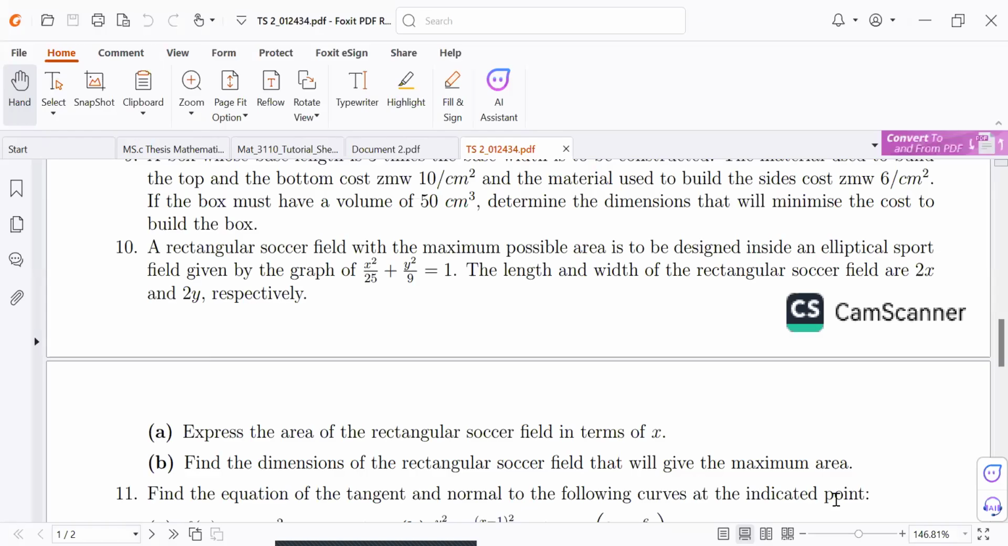A bit of some disturbances, I think it's trying to misbehave. Okay, so we carry on. We'll start with expressing the area of the rectangular soccer field in terms of x.